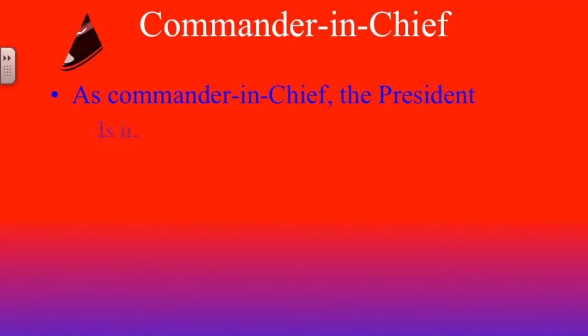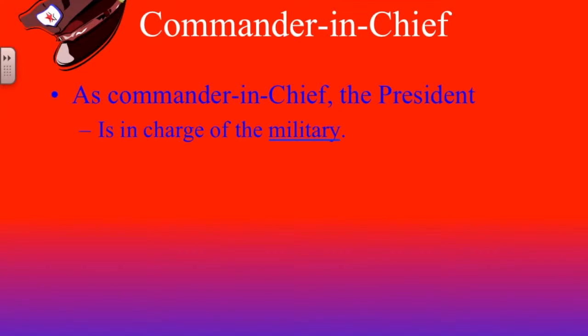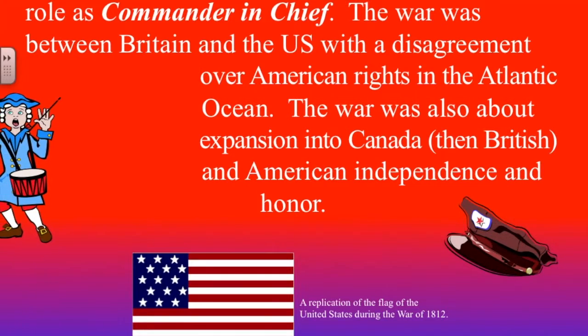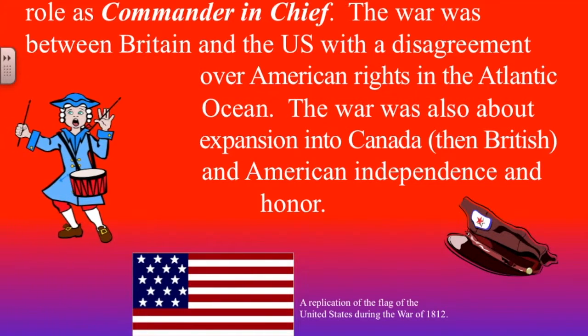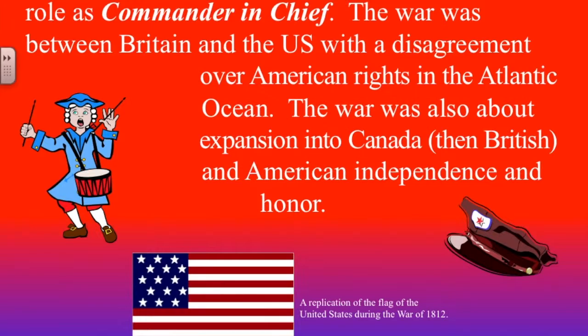As commander-in-chief, the president is obviously in charge of the military. He is the head. He's the commanding officer. And this is all branches of the military. He also can take control of the Coast Guard if and when it were to become necessary. As an example, the War of 1812 prompted James Madison's role as commander-in-chief. The war was between Britain and the U.S. with a disagreement over American rights in the Atlantic Ocean. The war was also about expansion into Canada, as well as American independence and honor.